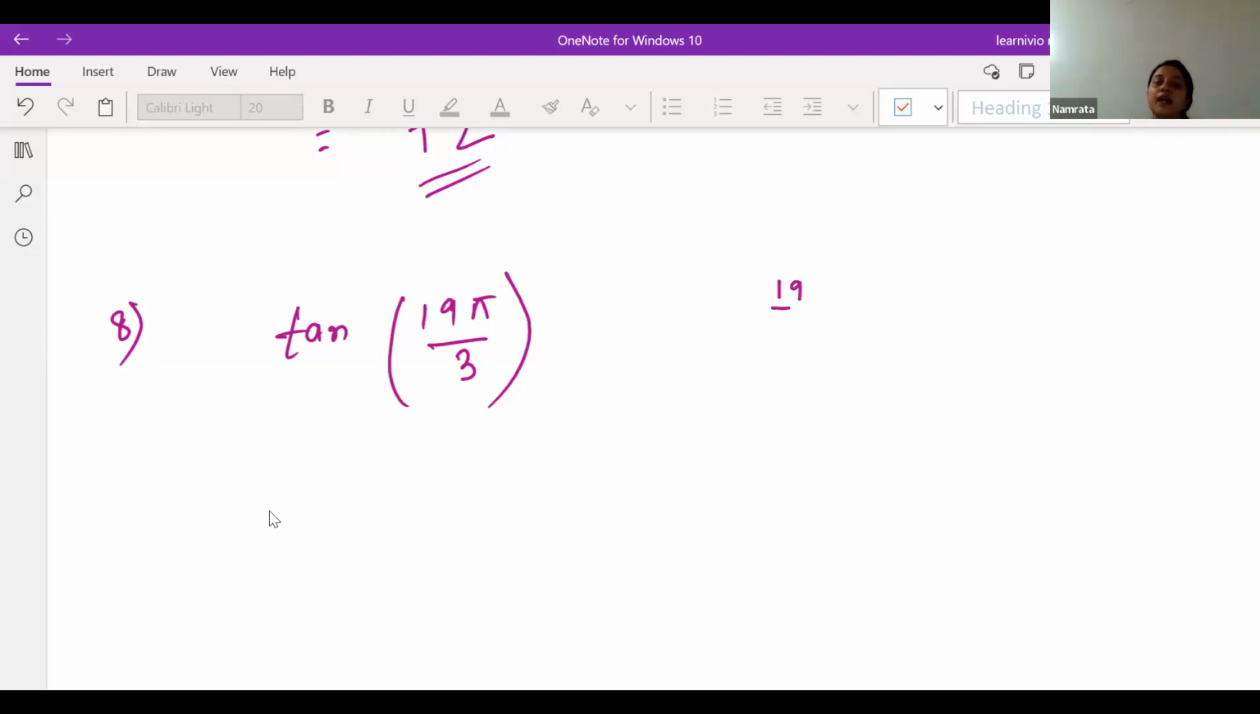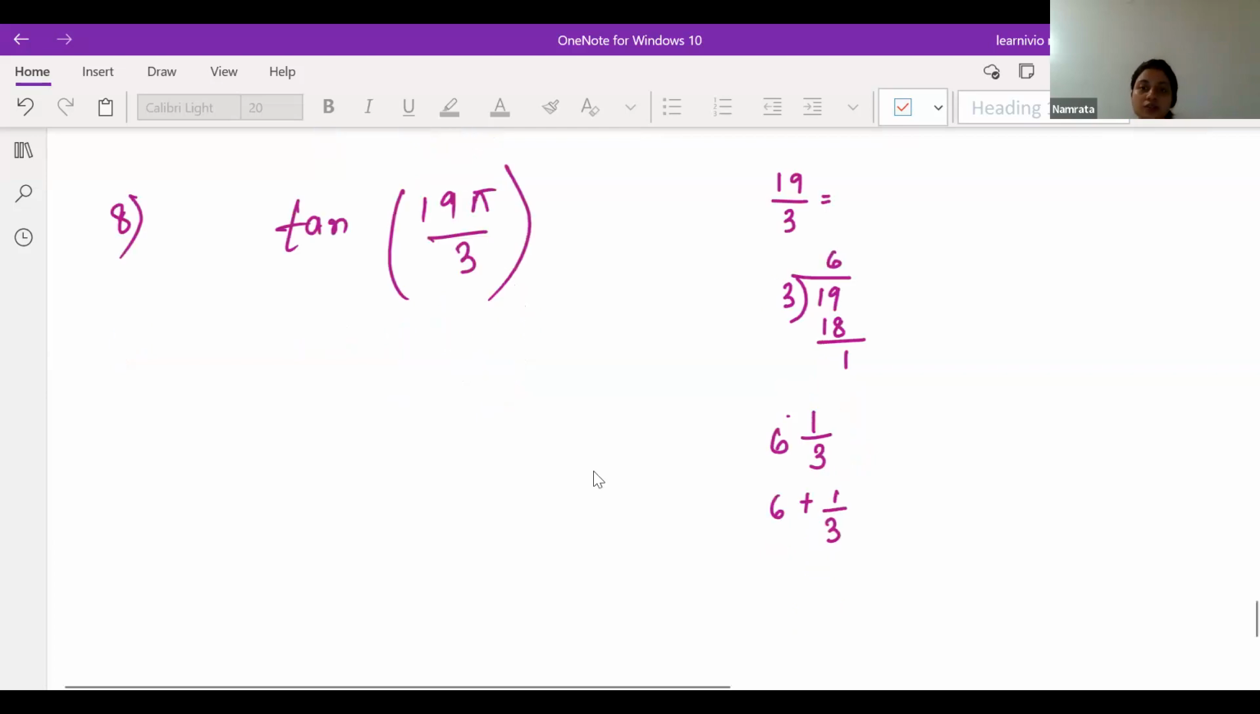So in this type of question, we will always divide 19 by 3 and check. Let's do the division. 3 sixes are 18, no? Remainder 1. So we can write 19 by 3 as 6 1 by 3, or we can also say it is 6 plus 1 by 3. Yes or no? Yes. So we can say 19 pi by 3 can be written as 6 pi plus pi by 3.